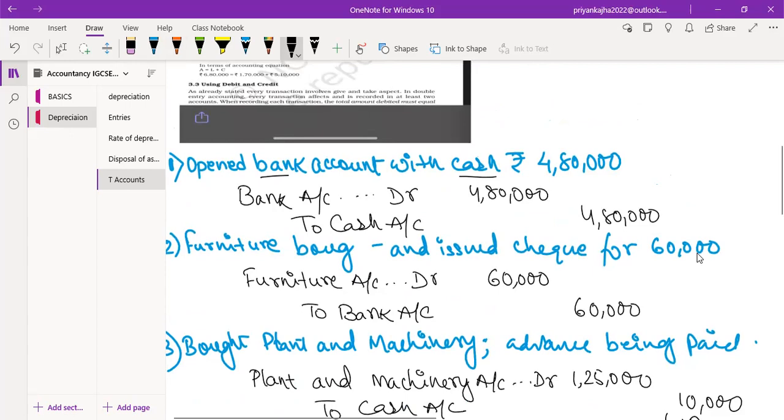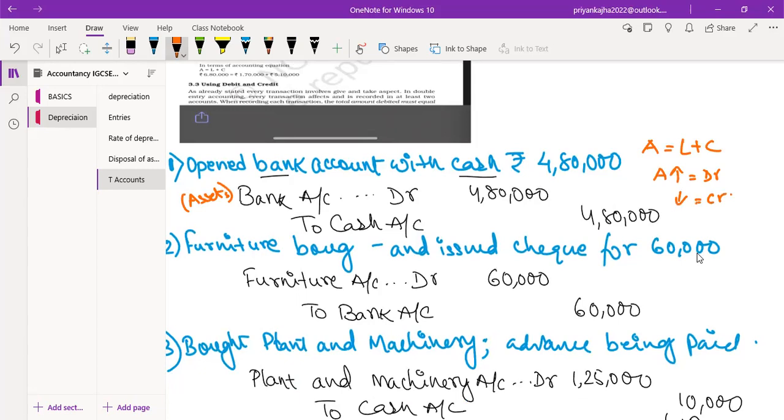Next step is to find out the nature of these accounts. Both cash and bank are assets. Now, following the accounting equation, that is A equals L plus C, assets equal liabilities plus capital. The accounting equation says that whenever your asset increases, we debit it, and whenever your asset decreases, we credit. This is what we have done in this transaction.